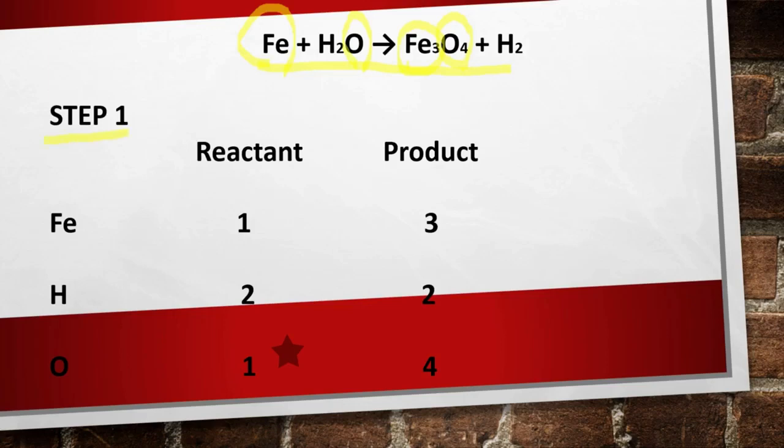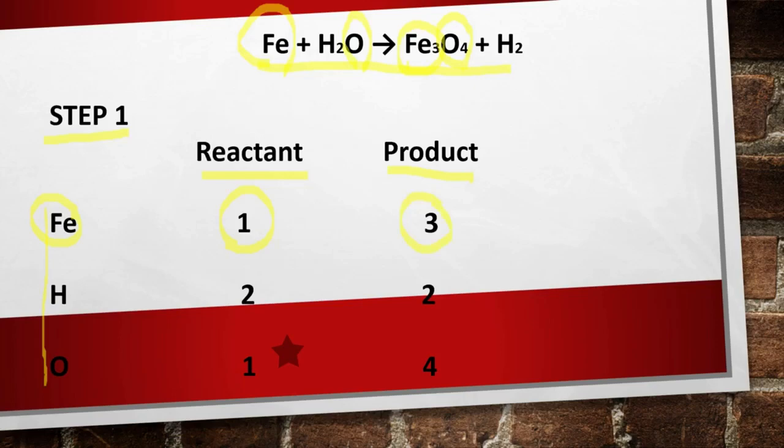Let's begin with step 1. In step 1, let's write all the elements in the left hand side corner like this, as I have written. And towards its right, let's make 2 columns, one reactant and the other one is products. So now I am writing down all the elements present in this reaction. To begin with, I am writing iron. So the number of iron atoms on the reactant side is 1, as you can see, and on the product side it is 3. So we will write it down.